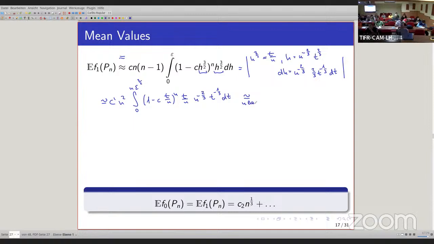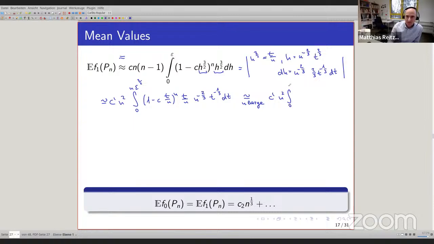And so for n large, this gives me something like c prime n squared, integration from 0 to infinity. And now for n large, this is just e to the power minus ct, because this converges to the exponential, times t to the power 1 minus 1/3, which is 2/3, dt. And then you have n squared, n to the power minus 2/3, and 1 over n is here. So 1 over n cancels out and it remains an n to the power 2/3. And this gives you this thing here. I have forgotten the minus here.